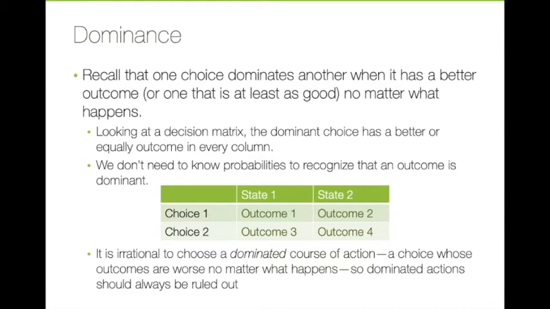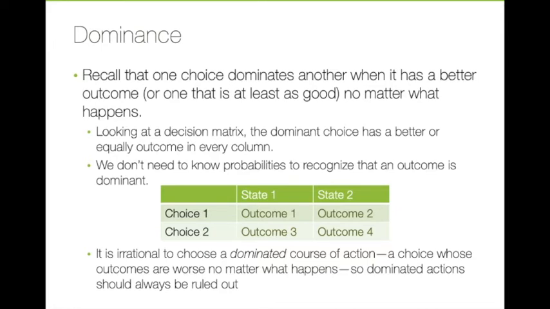So looking at the decision matrix, the dominant choice has a better or equally good outcome in every column. That means we don't need to rely on the probabilities. We only have to look at the value or utility of the outcomes, because there'll be one choice that will always have the better outcomes. In the decision represented by this schema of a decision matrix we have in the middle here, choice 1 would dominate choice 2 if outcome 1 was better than outcome 3 and outcome 2 was better than outcome 4. Both of those have to be the case.